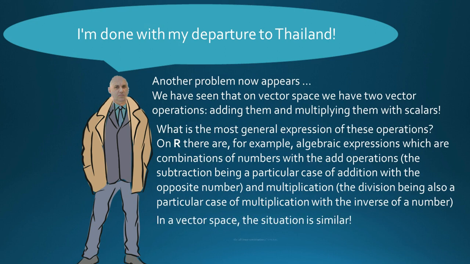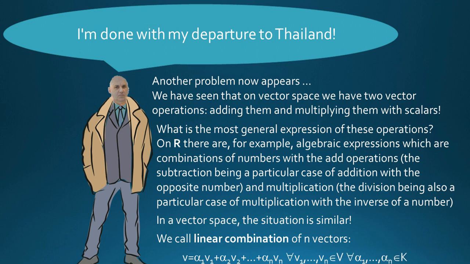Another problem now appears. We have seen that on a vector space we have two vector operations, adding them and multiplying them with scalars. What is the most general expression of these operations? On R, there are, for example, algebraic expressions, which are combinations of numbers with the add operations, the subtraction being a particular case of addition with the opposite number, and multiplication, the division being also a particular case of multiplication with the inverse of a number. In a vector space, the situation is similar.